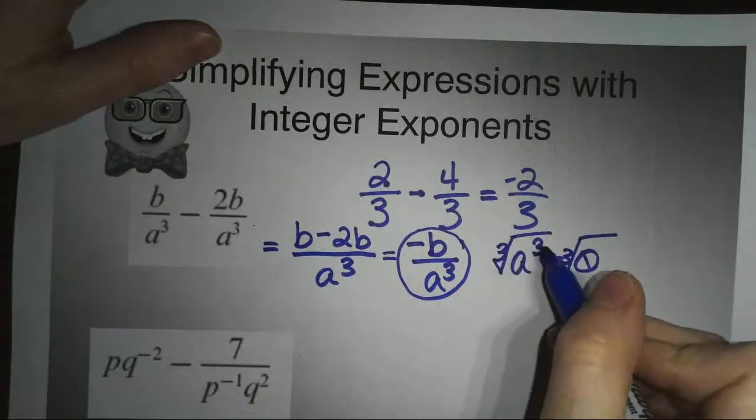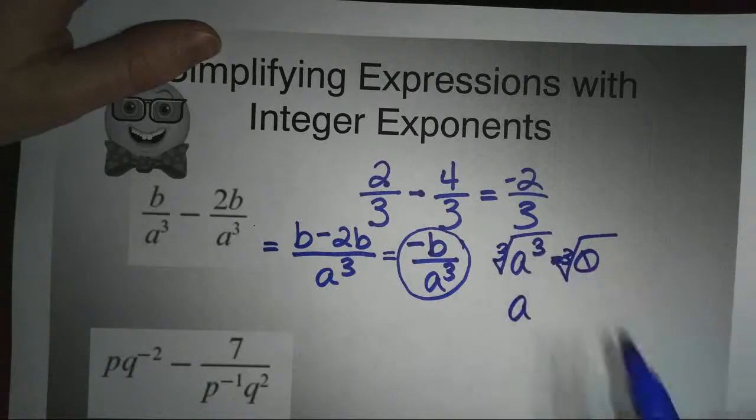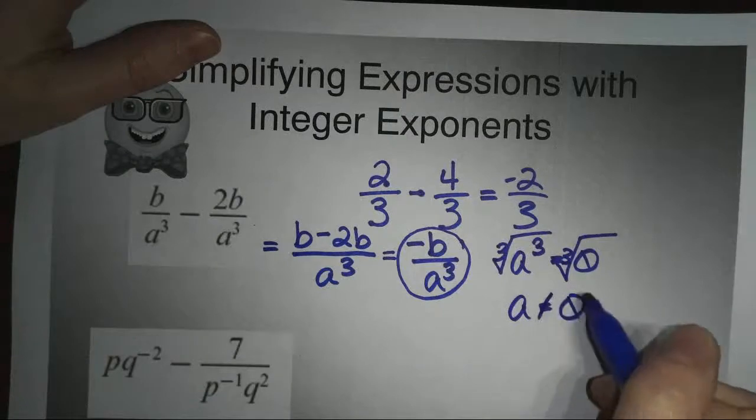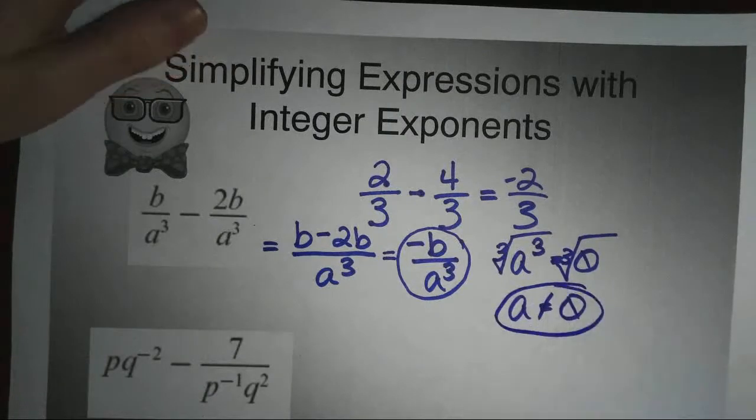The cubed root of a to the third would be a, because the cubed root and the cubed cancel. And the cubed root of 0 is just 0. So a cannot equal 0.